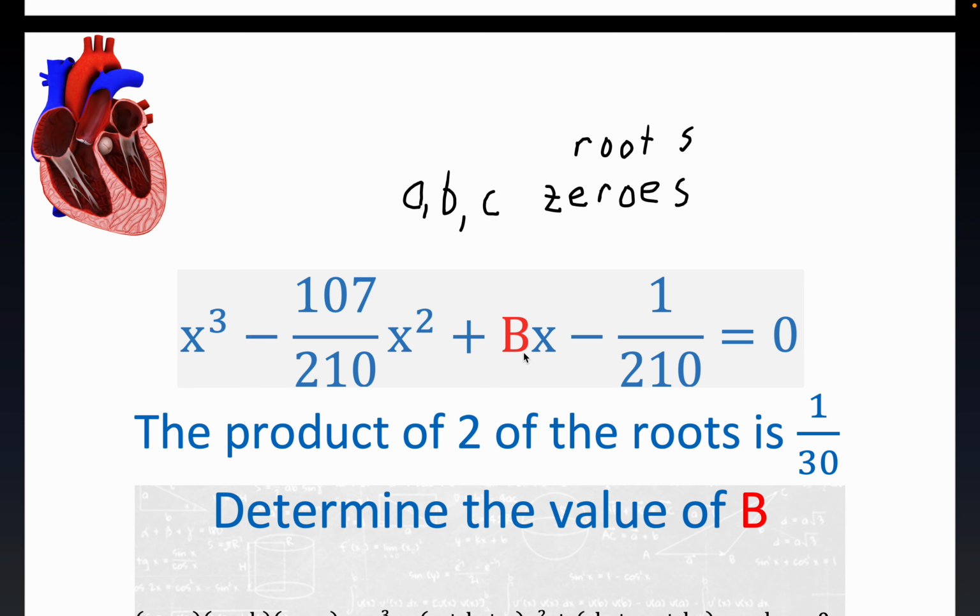Okay. Now notice B is what we're looking for. We're given the product that 2 of the roots is 1/30. Again, we have no idea what the roots are, but we know the product of 2 of them is 1/30. Okay, so we're supposed to determine this value of B.